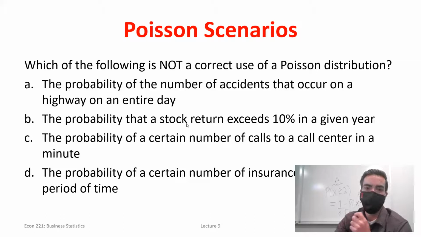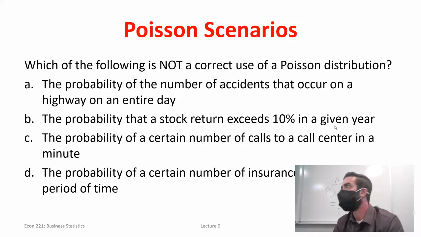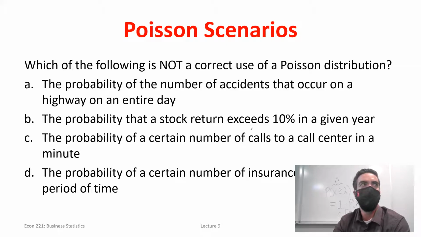Next, the probability that a stock return exceeds 10% in a given year. With this one, you might see the time interval initially and think, yeah, we can do that. We have a year period, and we know the probability that a stock exceeds 10%. But remember, when we're dealing with the Poisson, even the binomial, we're looking for a certain number of successes. Saying that it exceeds 10%, we can't see that multiple times. The stock is either returning 10% or not. So this is one in which we can't really use the Poisson, because we're not looking for a certain number of successes. You're looking at whether the value is over or under 10%.